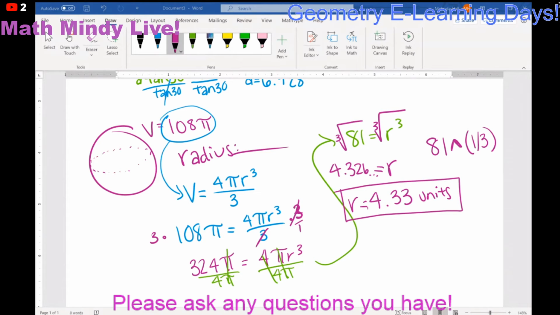What else? Most people don't have issues with length and width and height for rectangular prisms. Let's see.